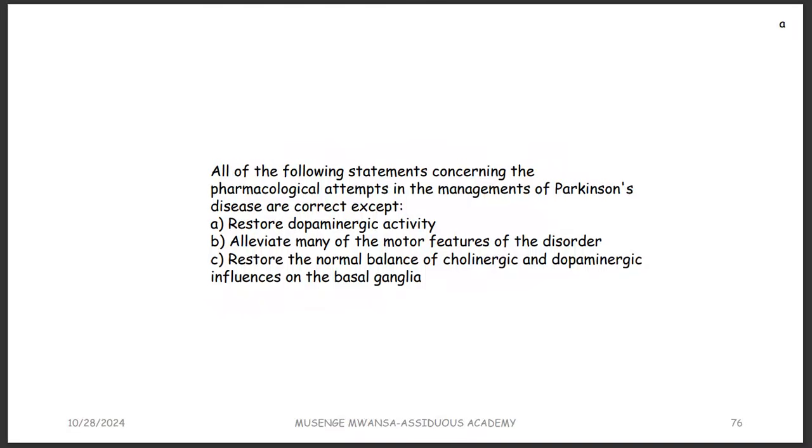All of the following statements concerning the pharmacological attempts in the management of Parkinson's disease are correct except: restore dopaminergic activity, alleviate many of the motor features of the disorder, restore the normal balance of cholinergic and dopaminergic influence on the basal ganglia. So which one is false? What is a pharmacological attempt in managing Parkinson's disease? It is to restore dopaminergic activity, or to alleviate many of the motor features, or to restore the normal balance of the two neurotransmitters.